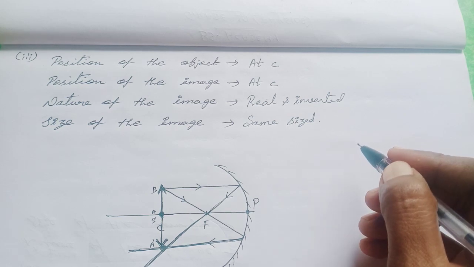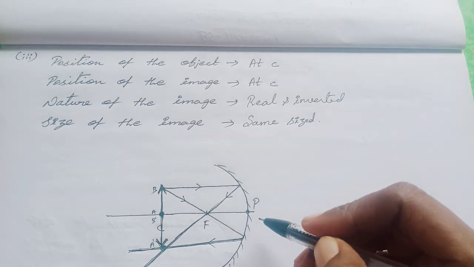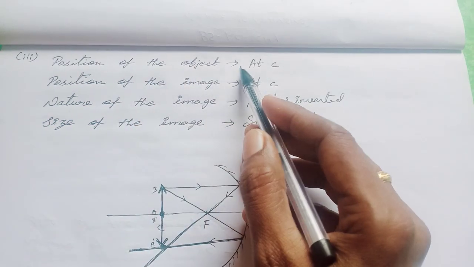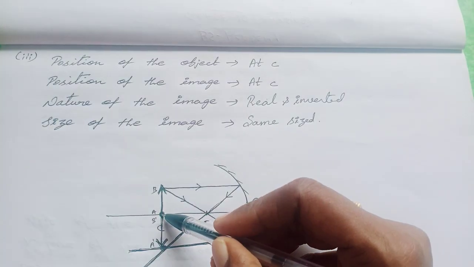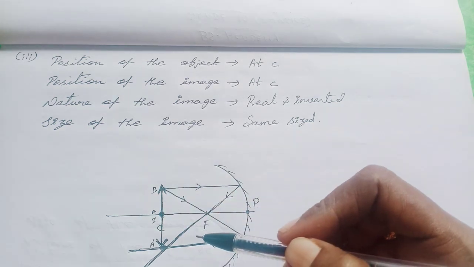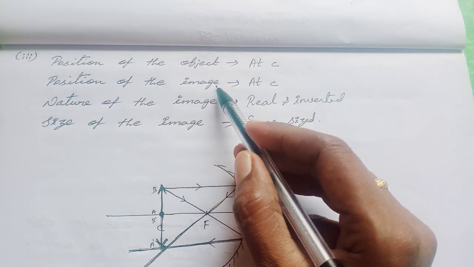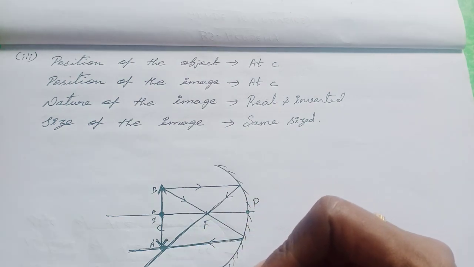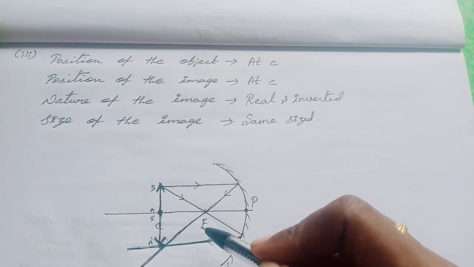Is it clear, children? So this is the third case. Is it clear? So let me explain once again. See, the position of the object is at C. It means the object is placed at the center of curvature. So what happens? The image is also formed at the center of curvature itself. Okay, be clear about the ray diagrams.